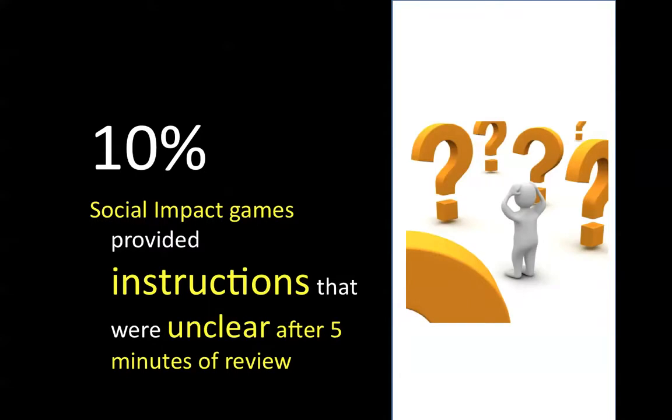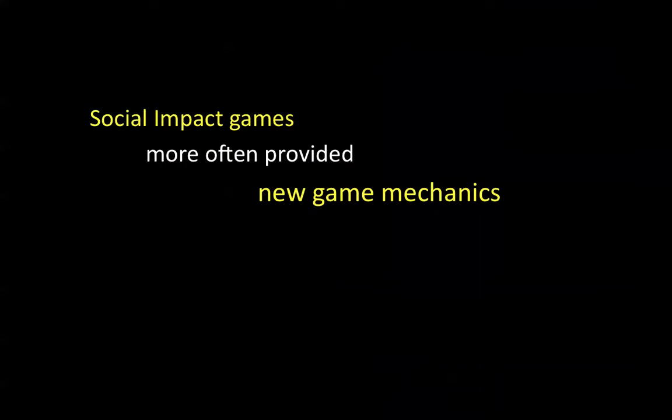What's interesting is, of all of the categories that we looked at, social impact games seem to offer some of the most significant differences in the way that they're both designed and implemented. For example, 10% of social impact games provided instructions that were generally unclear after 5 minutes of review, which, if we're thinking about 10 minutes of gameplay, means half the time is spent just trying to understand the instructions. That's a pretty significant amount of time. One of the reasons for this is that social impact games typically provided new game mechanics. Players were asked to do things that they don't typically do in other game environments.